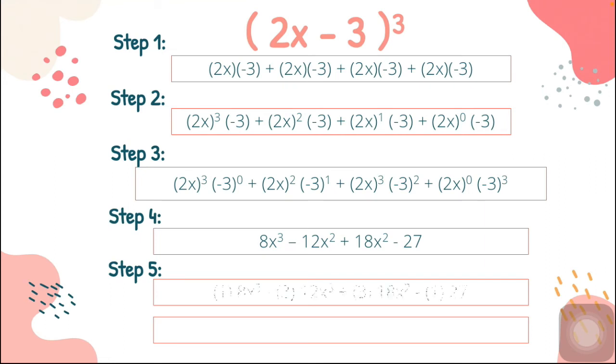So, step 4, you just need to simplify. Step 5, we need to find the third level kasi ang exponent natin is 3. So, hanapin natin sa third level, and lahat ng nasa row na yon, i-distribute lang natin sa kanila times. So, makakuha tayo ng x cubed, 8.